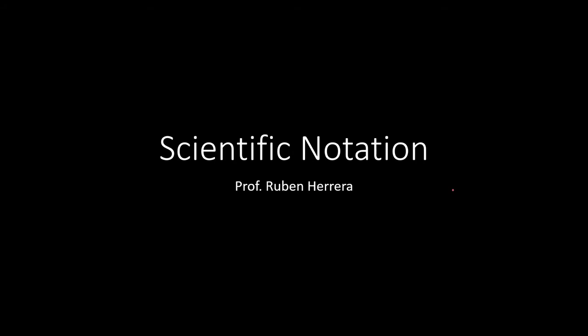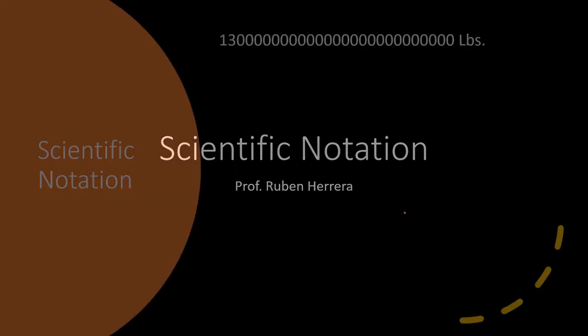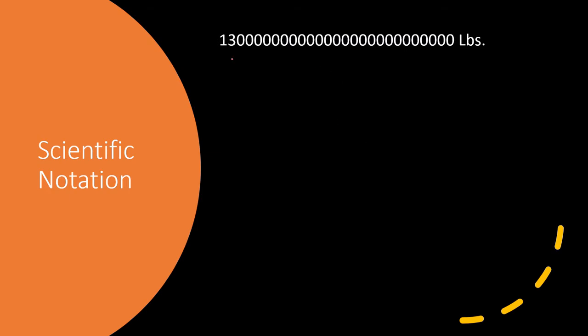For example, let us look at this number right here. This, my friends, is how many pounds the earth weighs. This is a lot of pounds. I don't even know what's the name of this number. I know it's 130, and then maybe it's quintillions. I don't know, I'll have to investigate it. But anyways, notice that we have the 13 right here, and then we have right here 24 zeros.